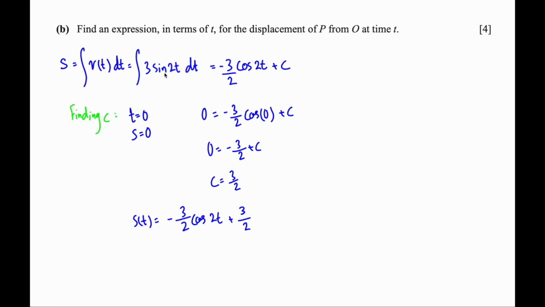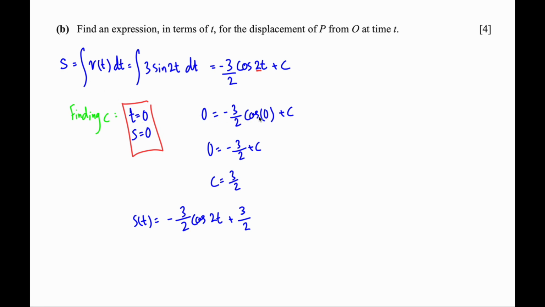The integration of sine 2t is negative cosine 2t. However, don't forget to divide it by the coefficient of t, which is 2. And then also don't forget the constant of integration. Now I have to find the value of c. I can do that because I'm given an initial condition. I'm told at time 0, the position of the particle is at the origin, or in other words, the displacement is 0. So I'm just going to go ahead and replace s with 0 and t with 0.